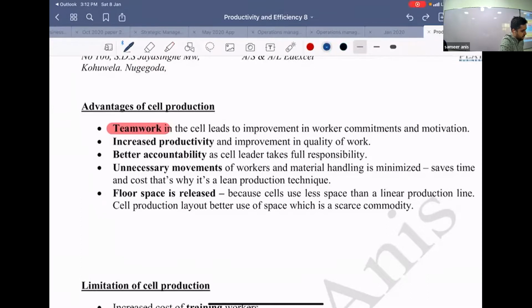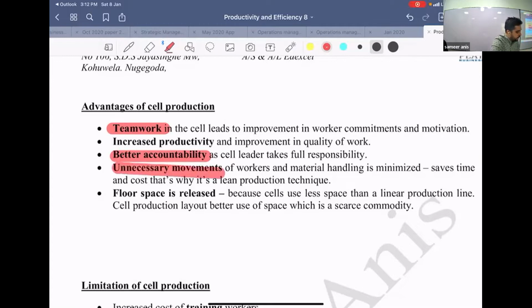So the second one, guys, is increased productivity, because everybody is committed and all that. So there can be great output, guys. Better accountability. This is one of the main points, guys. Because they will take full responsibility for their work, because they know now they have to.